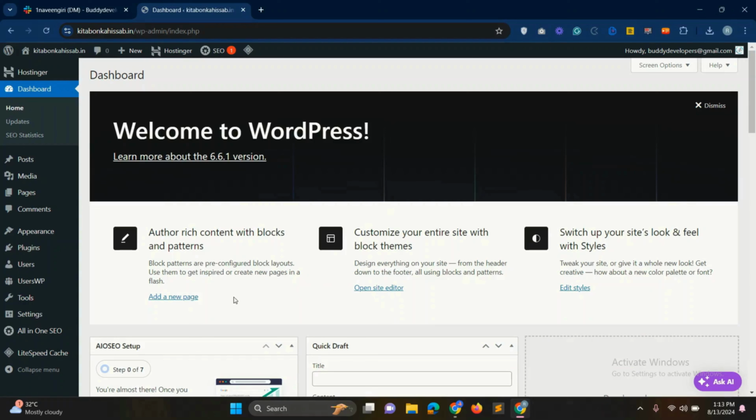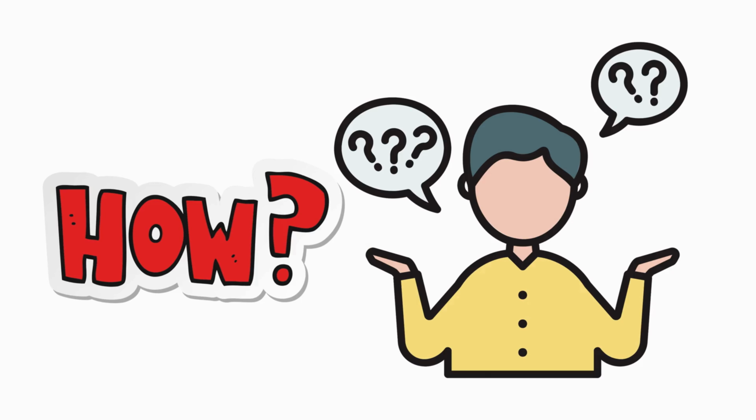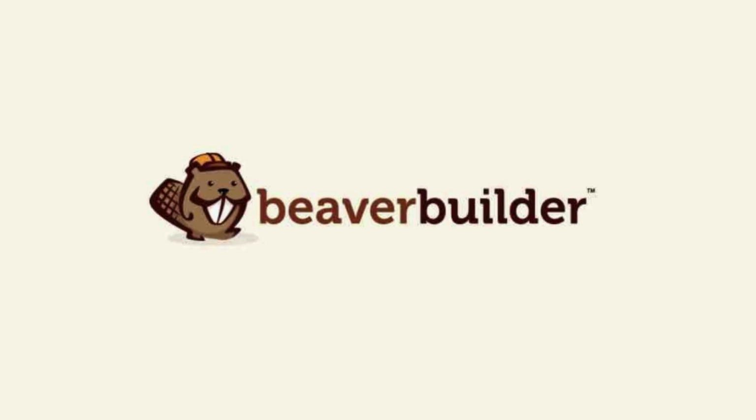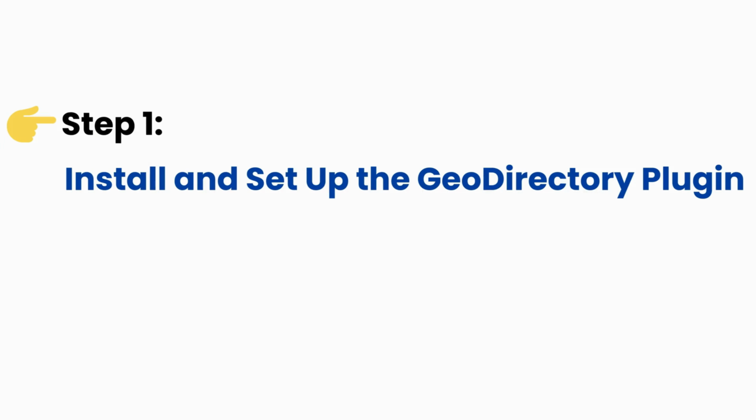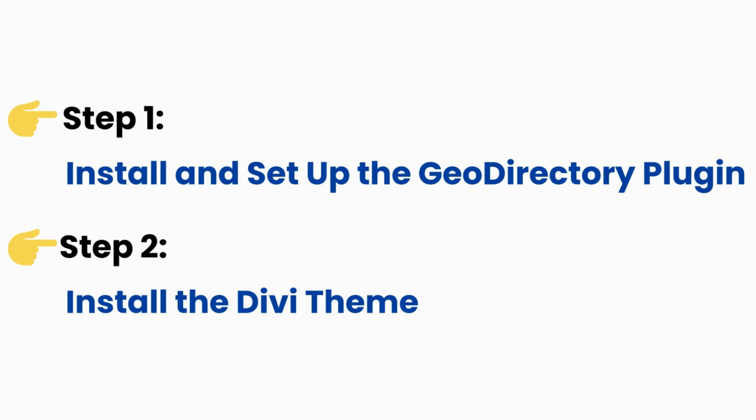In this video, I will guide you step by step on how to do it using the Beaver Builder and the GeoDirectory plugin. Step 1. Install and set up the GeoDirectory plugin. Step 2. Install the Beaver Builder plugin.